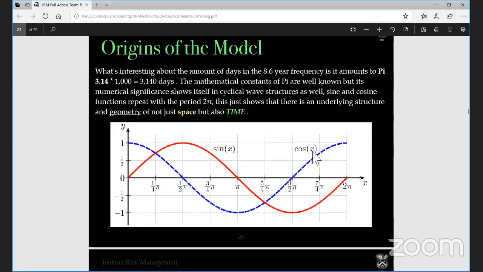We like to focus mostly on this wave formation that you can see in sine and cosine functions, and you have pi in these calculations also. So there's a geometry and an underlying structure, not just a geometry that you learn in school, but also to space and time, and that's what we really focus on.